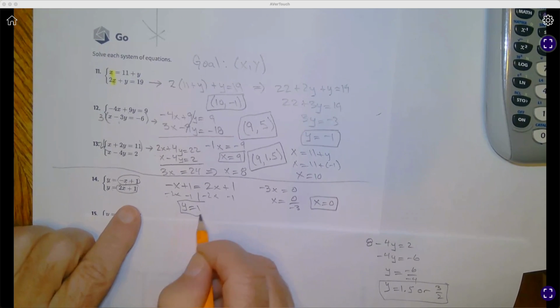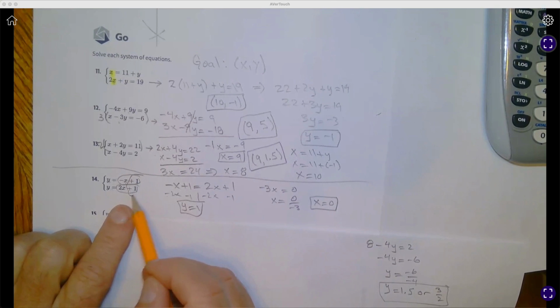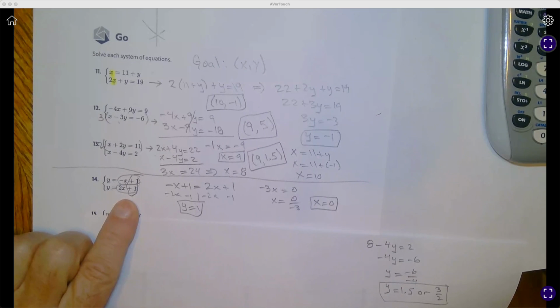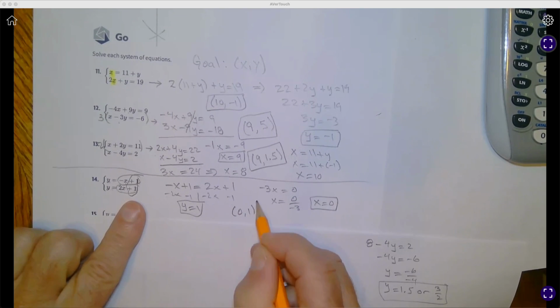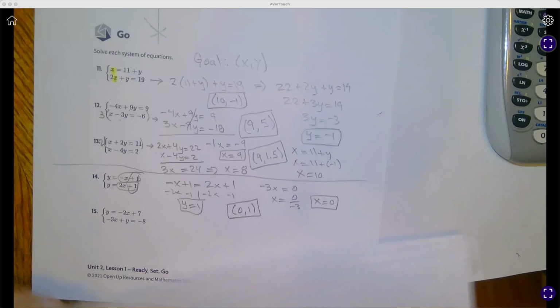You know what? I should have seen that before. Notice these lines have the same exact y-intercept, which means the x values must be 0 at the y-intercept. I honestly could have given you that answer if I looked close at it without doing any work. Anyway, good job. Let's keep going.